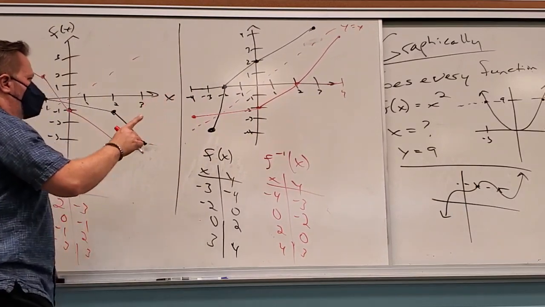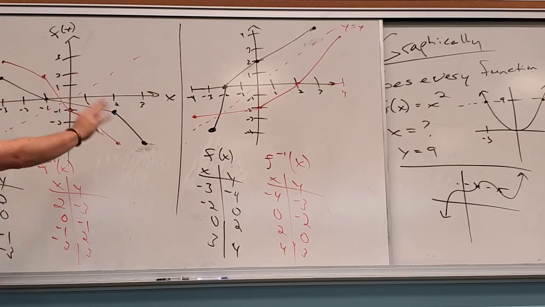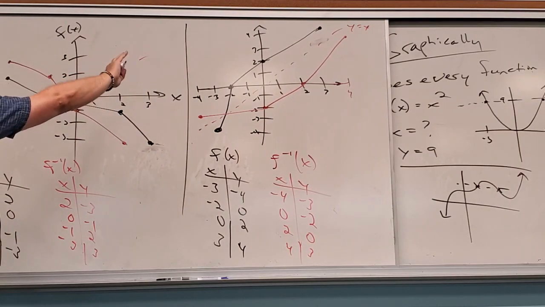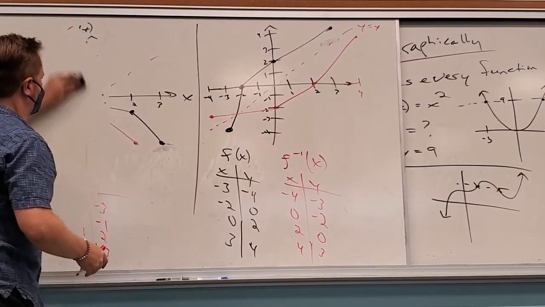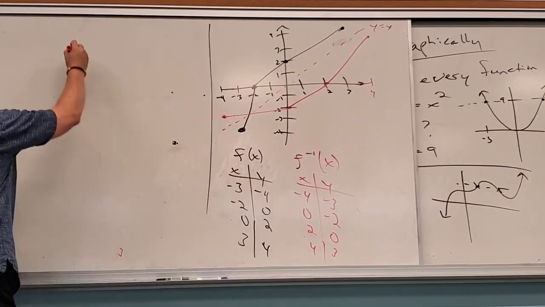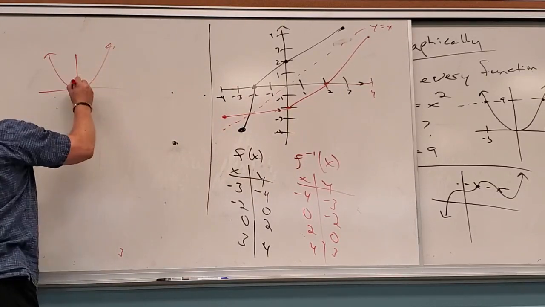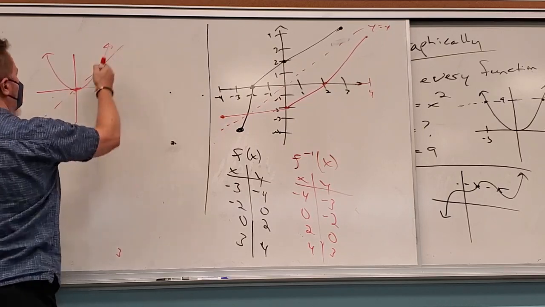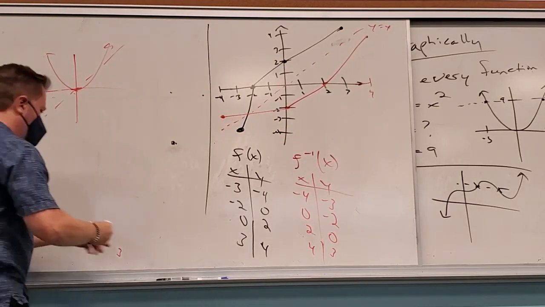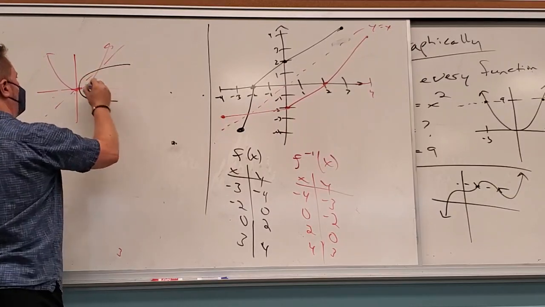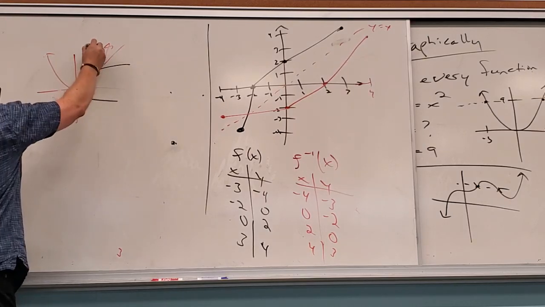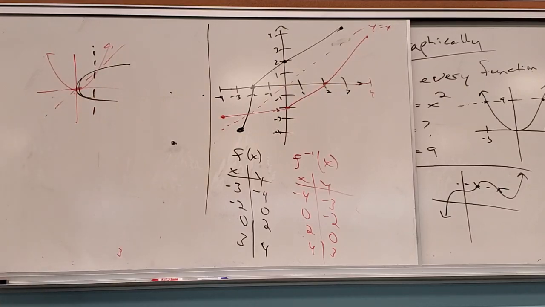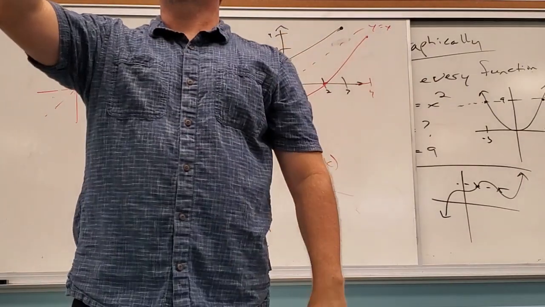So now watch this. That will always happen, right? So if an inverse function just flips over the y equals x line, and I have a parabola, if I flip that over the y equals x line, it would look like this. Is that a function? There you go. So the horizontal line test, basically, if I flip it, I can do a vertical line test and see it's not a function. So what do we do instead? We don't flip it, and we just do a horizontal line test.